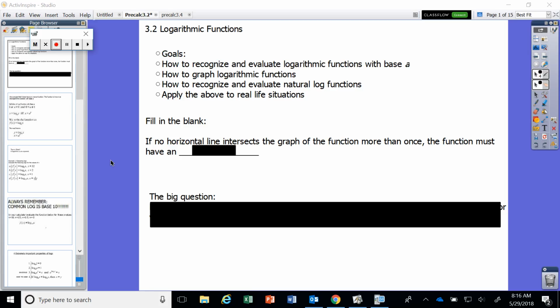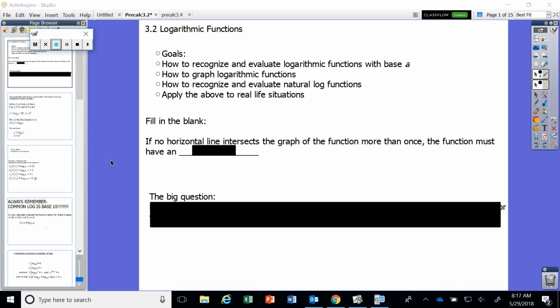All right, ladies and gentlemen, we're diving into 3.2, which is logarithmic functions. So the whole last section we've talked about exponential functions, and today we're going to start relating how exponential and logarithmic functions have a relationship, I guess. We'll just put it that way.